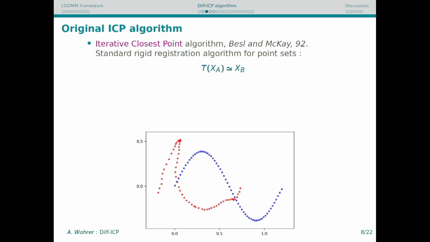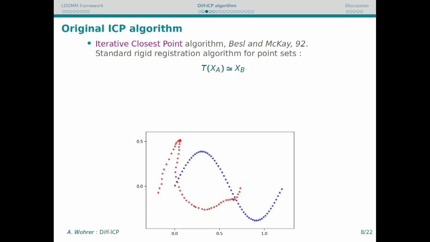It was introduced in '92 in the context of computer vision. So you have two sets of points. So this is a structure. The red set and the blue set. The points are not labeled. They don't even need to have the same number of points. They're just like two structures that are described by a group of points. And you want to find, in the original algorithm, a rigid transformation T that sends the red set to the blue set.